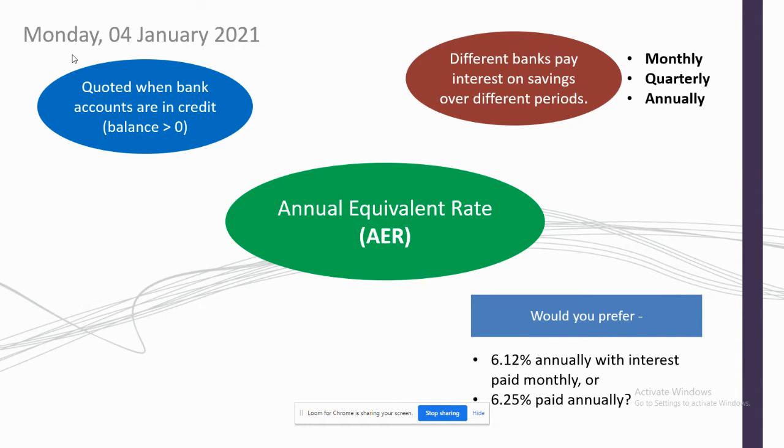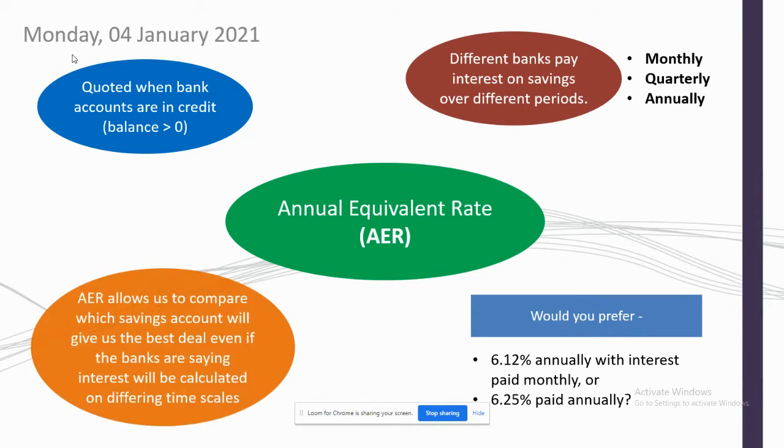Okay, so what would be better? 6.12% annually, but then you pay your interest monthly, or 6.25% paid annually. So what AER does is it allows us to compare different savings accounts where the interest rate is being calculated over different timescales.